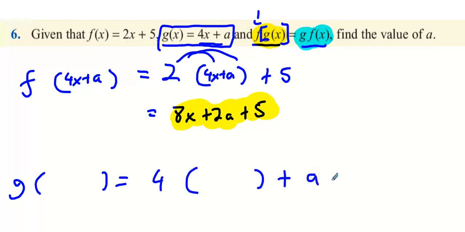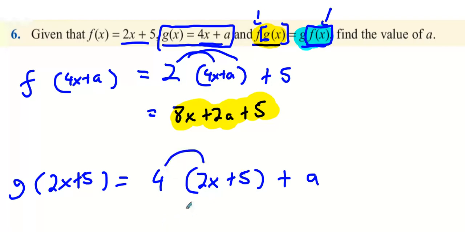Now what do we insert in that blank's position? Well, beside the g is f of x, so we insert what f of x is. f of x is 2x plus 5. So we're actually getting g of 2x plus 5. Replace that into the blank. 4 times 2x is 8x. 4 times 5 is 20. And then that's plus a at the end.